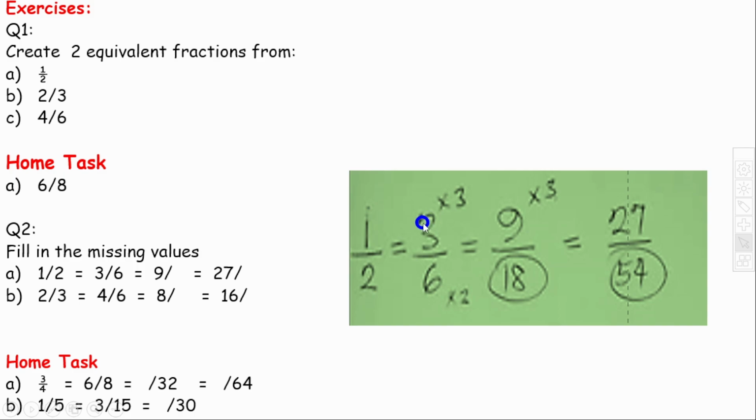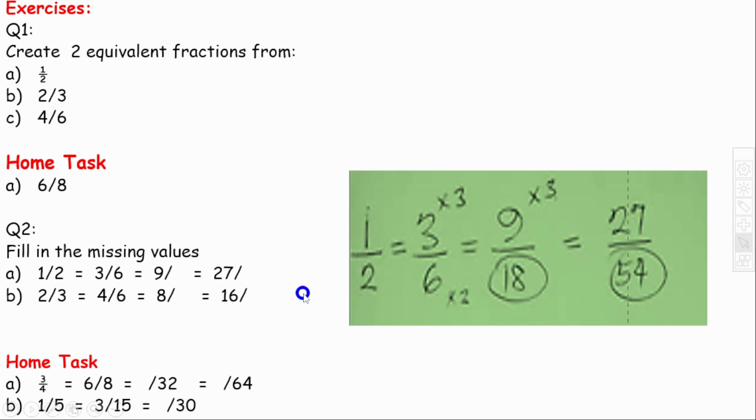As you can see, 3 times 3 gives us 9. What it means is that we have to multiply the same 3 by 6 to give us the missing value here. So 6 times 3 is what? 18. So we get the missing value here. Now let's find out what we multiplied by 9 to give us 27. We still multiplied by 3. So we have to multiply 3 by 18 to give us the missing value here, and that is 54. So the two missing values are 18 and 54.